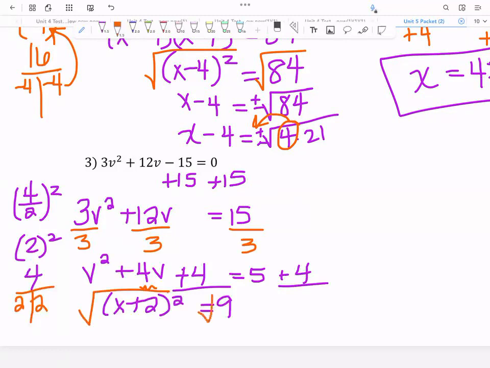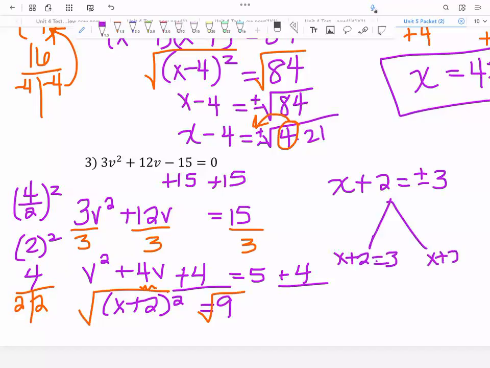We're going to square root both sides. So x plus 2 equals positive or negative 3. So x plus 2 equals 3. X plus 2 equals negative 3. So we subtract 2. So x equals 1, and x equals negative 5.